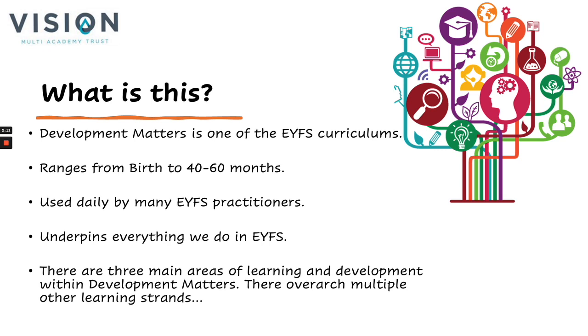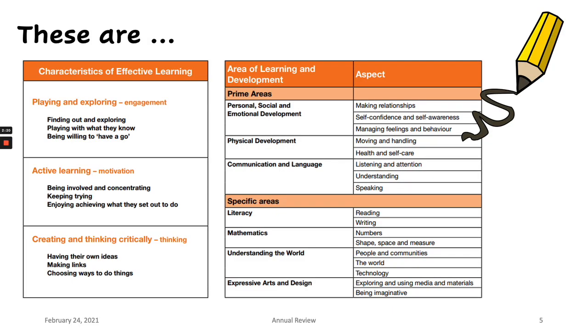There are 3 main areas of learning and development within development matters. These overarch multiple other learning strands. This is one of the pages you will find in the Development Matters document, which details all of the learning strands across the curriculum. There are 3 main elements to the curriculum. These are the characteristics of learning, the prime areas and the specific areas.